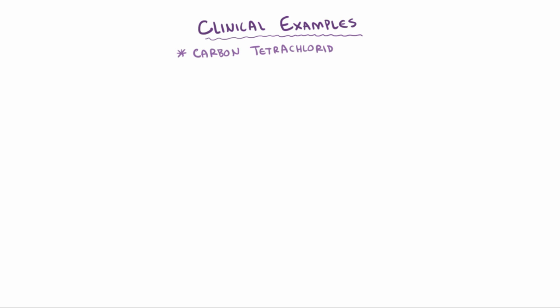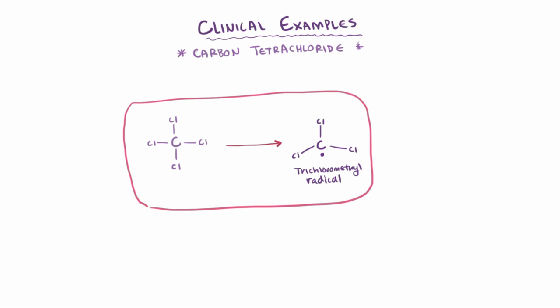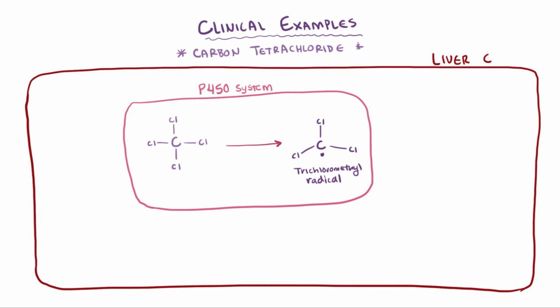Alright, so knowing what we know about free radicals, let's go over a clinical example about a chemical called carbon tetrachloride. That's 1 carbon and 4 chlorines. And this guy is actually used in the dry cleaning industry. If it gets in the blood, it's converted to trichloromethyl radical, or CCl3, which is a free radical. And this happens in the P450 system of the liver. Now that it's this free radical, it starts wreaking havoc on the hepatocytes of your liver. It can start damaging proteins, DNA, and cell membranes.